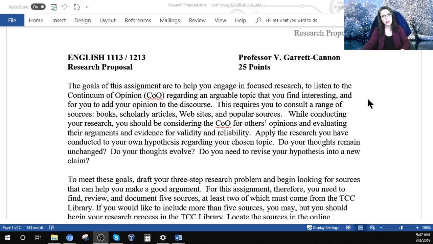But while you're conducting your research, you want to make sure that you consider the entire continuum of opinion for everybody's claim thesis statement. So you don't want to just look for people that agree with you. You want to find people that disagree with you entirely, and you want to find people that partially agree and partially disagree with you. And after you've listened to what other people have to say about this topic, then you're going to write your own thoughts into a research proposal.